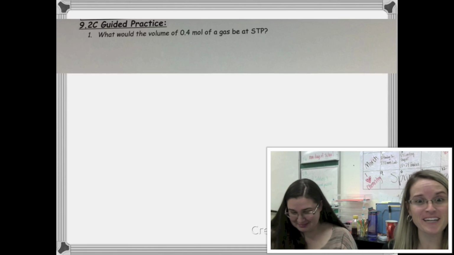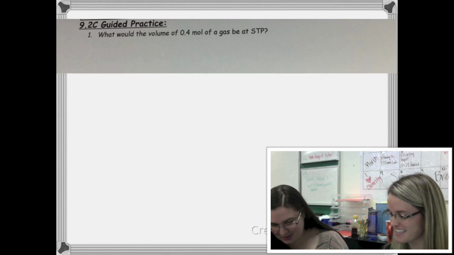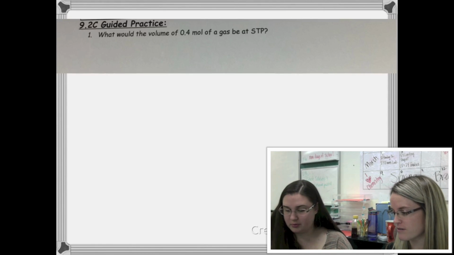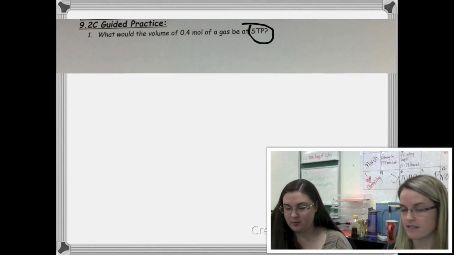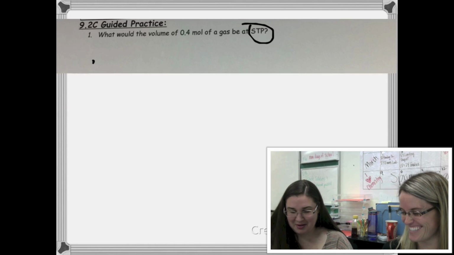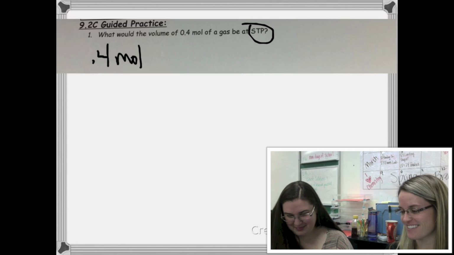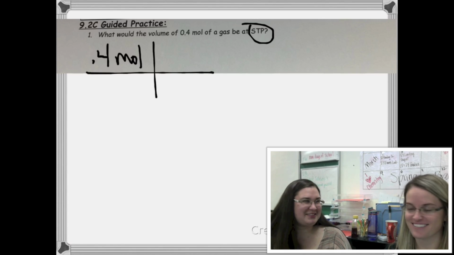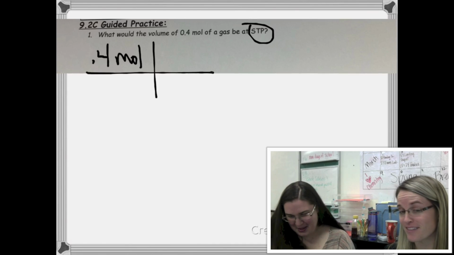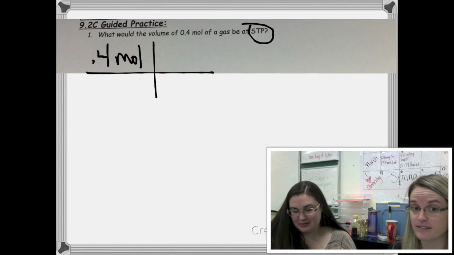All right. Hello again. So what would the volume of 0.4 moles of gas be at STP? Oh yay, we're at STP again, so I can do my 0.4 moles in my lovely dimensional analysis way. This is a lot quicker than using the ideal gas law.